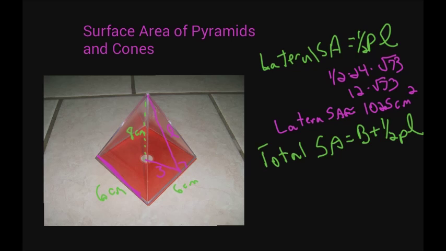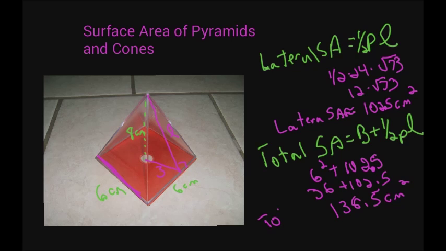Alright, so for total, we're going to do area of the base plus our lateral. We already know our lateral is 102.5. Area of our base, well, it's a square pyramid, so that's just 6 squared, plus the 102.5. So 6 squared is 36 plus the 102.5, so that'd be 138.5. And what was that? Centimeters squared. So that's our total surface area.